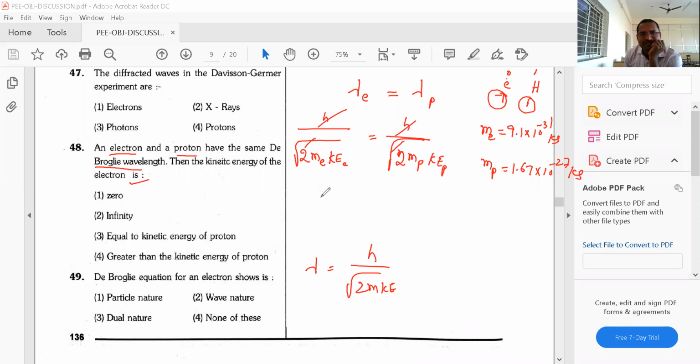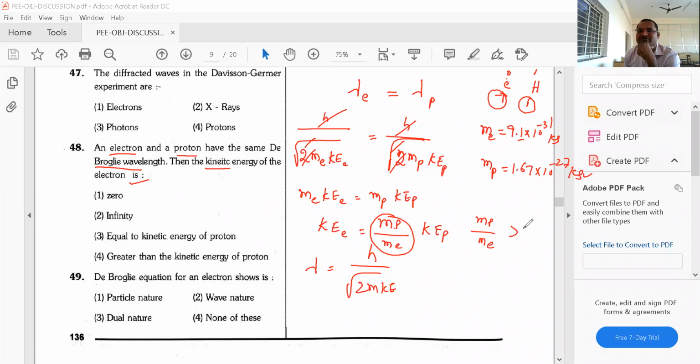The h's cancel, the roots cancel, the 2 also cancels. You can write mass of electron into kinetic energy of electron is equal to mass of proton into kinetic energy of proton. They are asking the kinetic energy of electron. So kinetic energy of electron is equal to mass of proton by mass of electron into kinetic energy of proton. What is the ratio of MP by ME? MP is more than ME, means it is greater than 1, because this is 10 to the power of -27 and that is -31, very less.